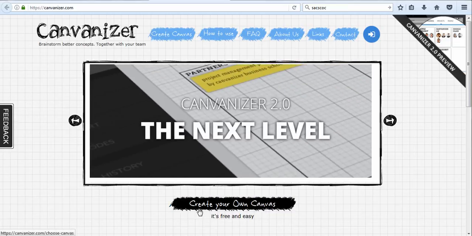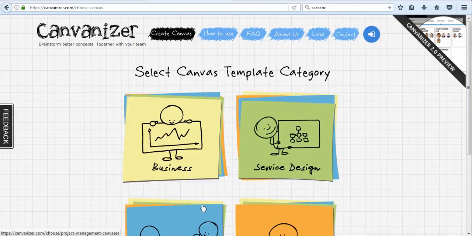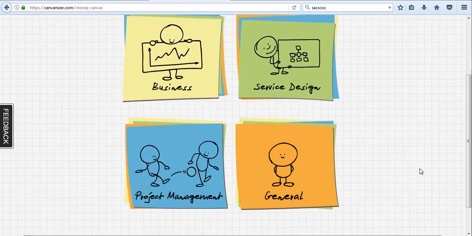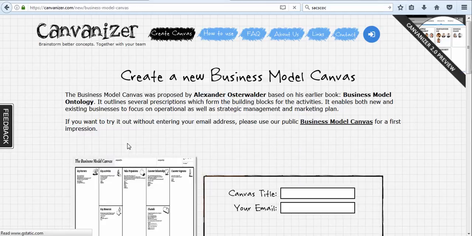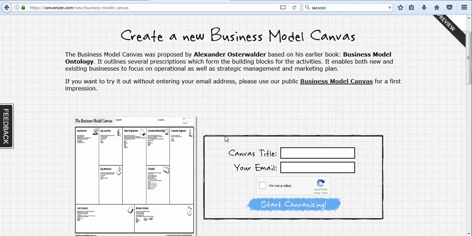Okay, the first thing we're going to do is click right here where it says create your own canvas. The company that does this actually has several different templates to work on. We are going to go into the business category, and we want to do the first one over here, the business model canvas. Okay, so all it's asking for here is for me to name my canvas. I would like you to please name yours with your last name, underscore, first initial.